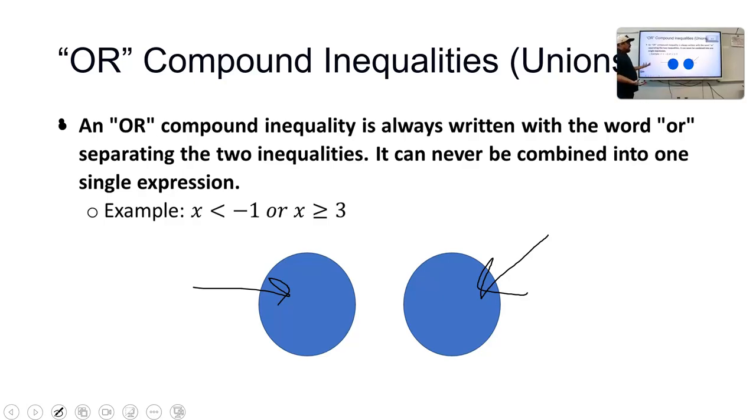So can you think of a number that's less than -1 or greater than or equal to 3? Yeah, you could say 4, 5, 6, any number bigger than that, or any number smaller than -1, like -2 or -3 or -4. All of those would be solutions to this compound inequality. It only has to be one of them. It doesn't have to be both.